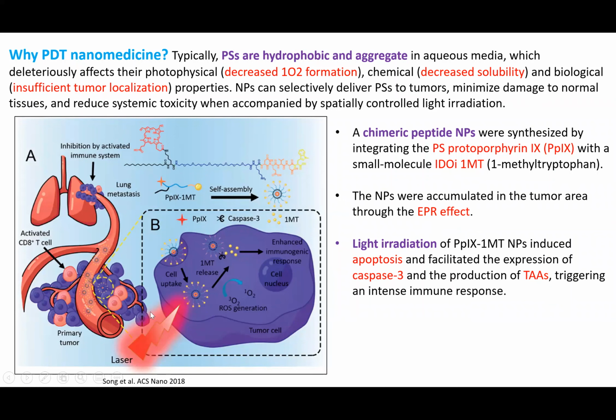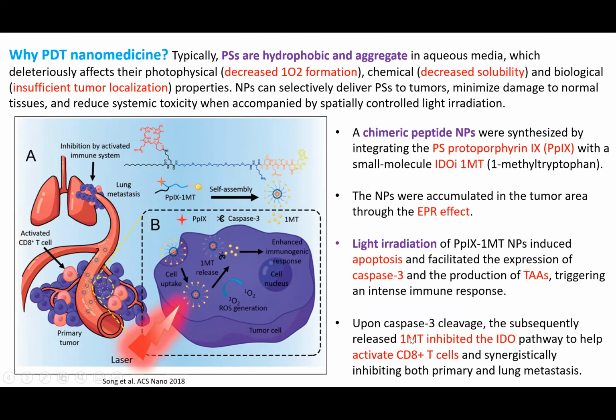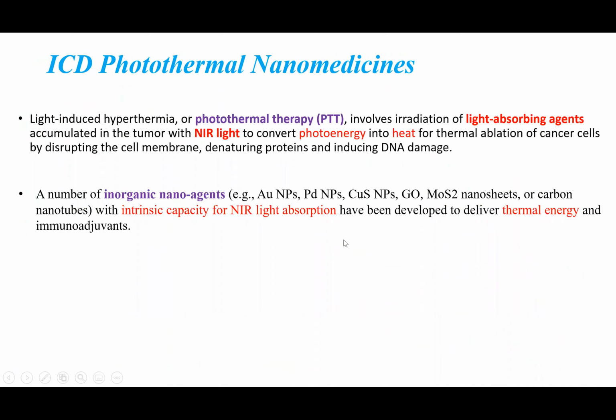Upon light irradiation, the photosensitizer will act by converting the surrounding oxygen into reactive oxygen species to induce endoplasmic reticulum oxidative stress and release of DAMPs. In parallel, methyltryptophan will inhibit the indoleamine dioxygenase enzyme to induce activation of cytotoxic CD8 positive T cells and inhibit the immunosuppressive cells. So both synergistically will enhance the anti-tumor efficacy.